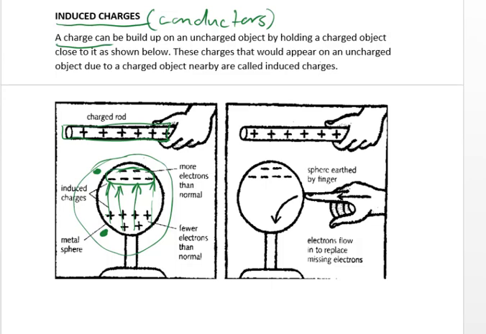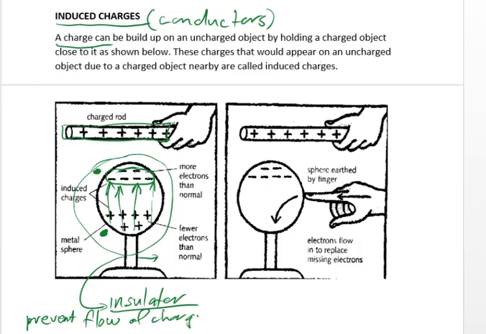And we have here an insulator. Why do we have an insulator here connecting this to the ground? It's to prevent the flow of charges between the ground and the metal sphere.